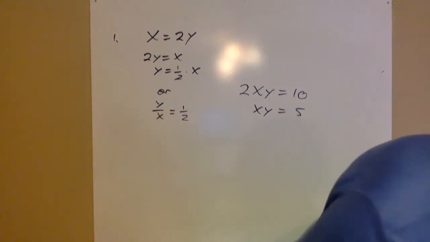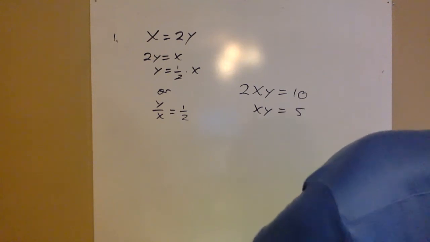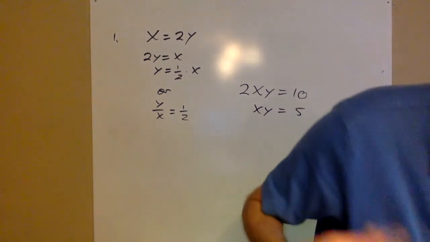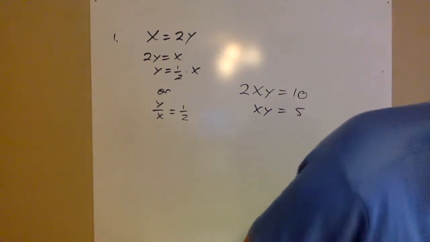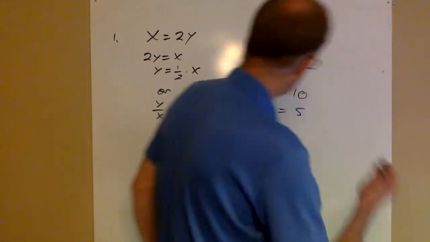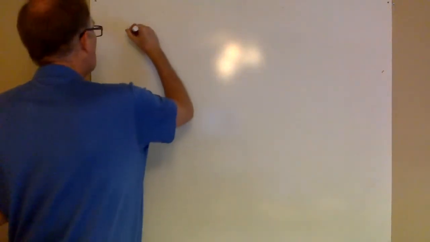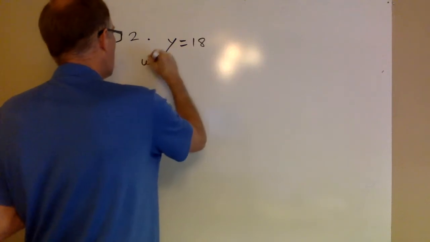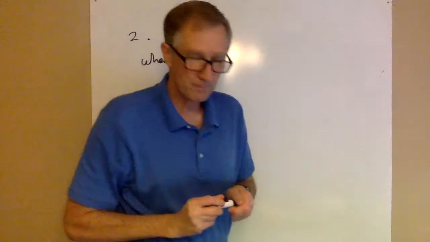Let's look at example 2 on page 677. It says to assume y varies inversely with x. So we're going to make the assumption that y varies inversely with x, and that y equals 18 when x equals 2. That is our assumption.